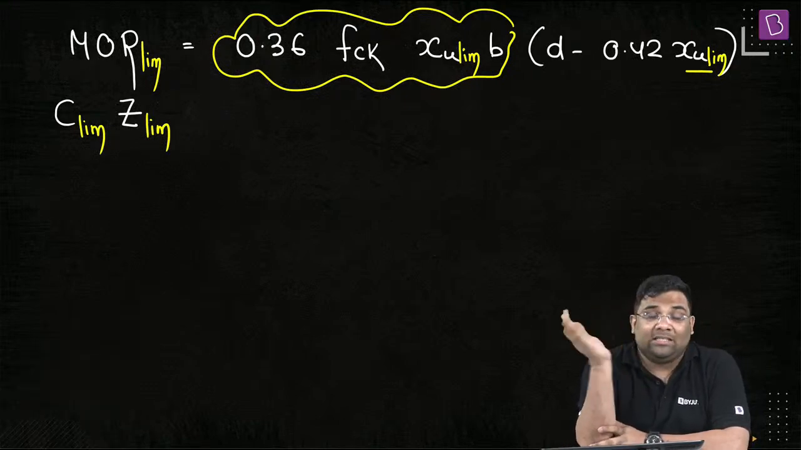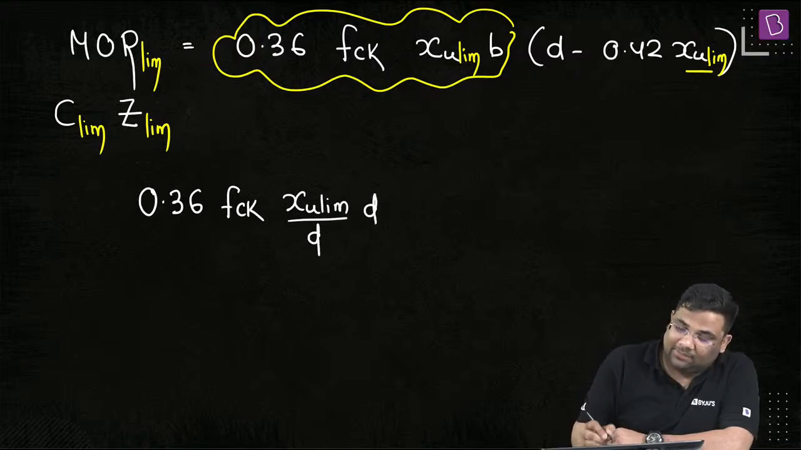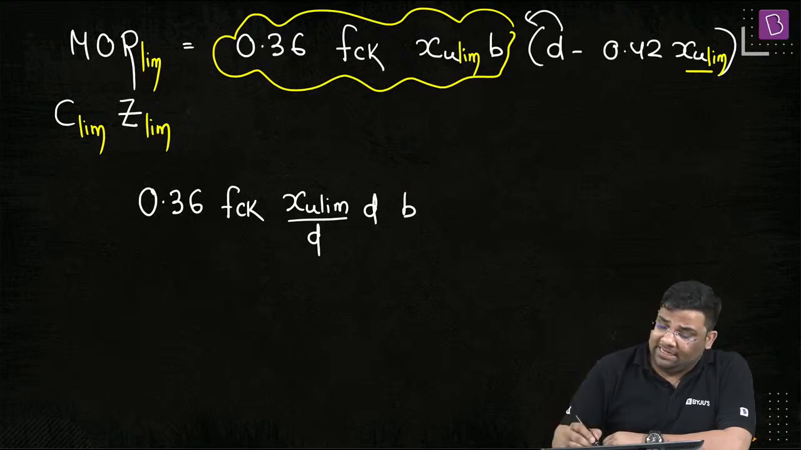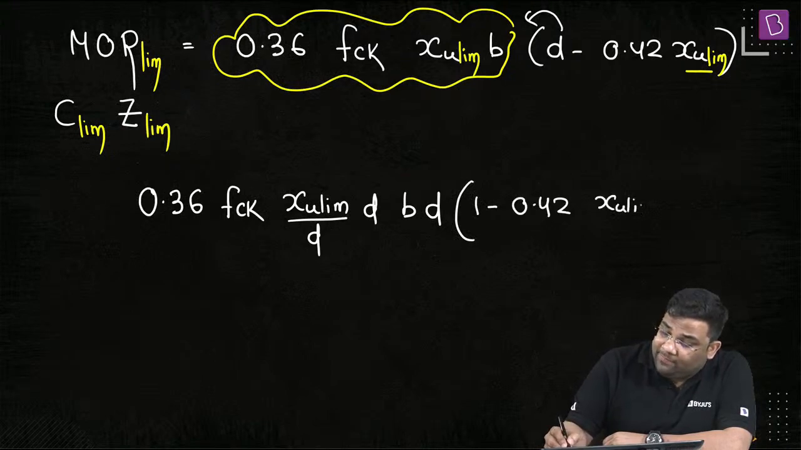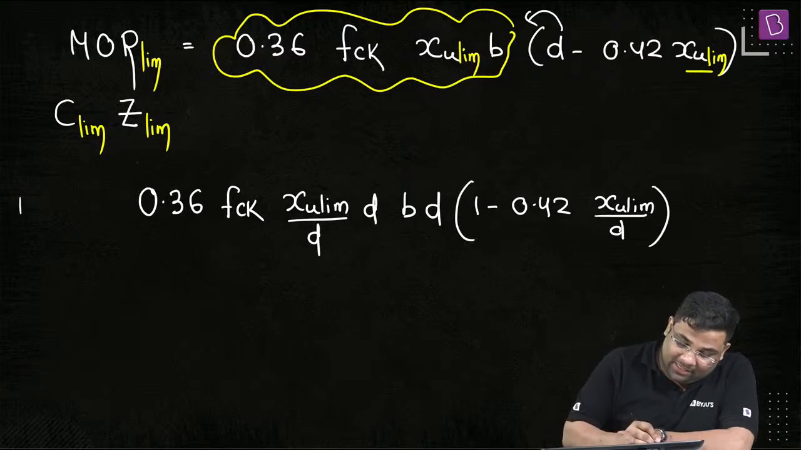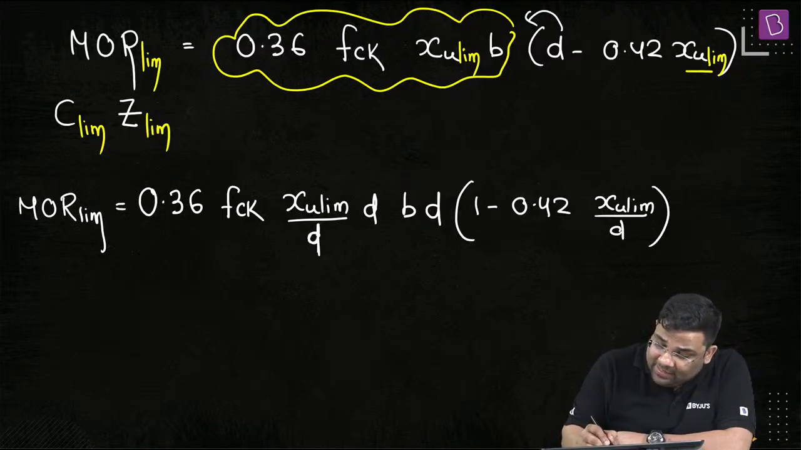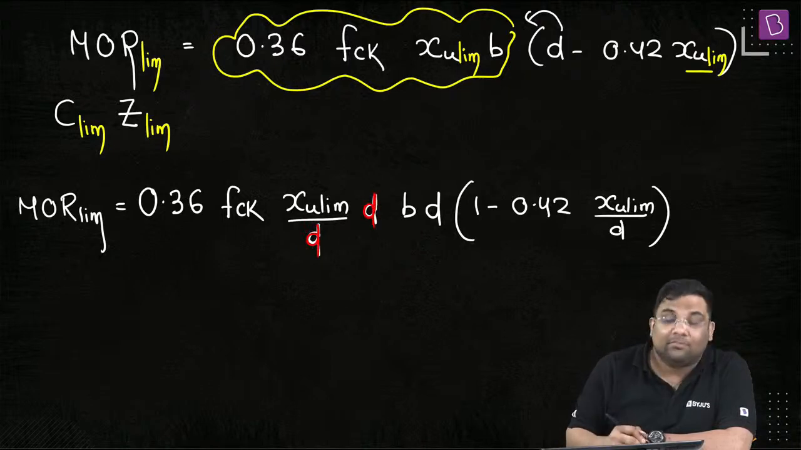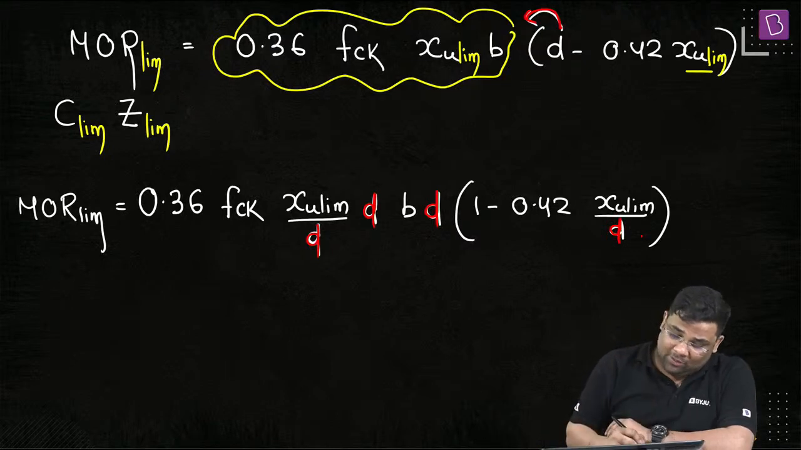Now I'll do some small changes and change this equation form. You see what I will do? I will take this as 0.36 FCK, XU limiting divided by D, multiplied by D, then B. Then I will take this D outside. When I take this D outside, I will get D into 1 minus 0.42 XU limiting by D. Everybody understood what I did? Tell me. I just will explain this again. I divided here XU limiting by D, then multiplied by D. I write this in red so that it is highlighted. This is D, this is D. Then I took this D outside, so I divide this by D. Yes, easy. Now tell me what is this term?